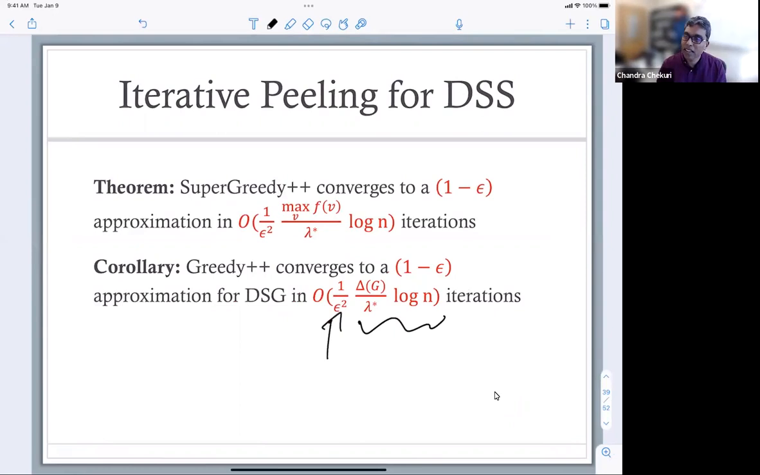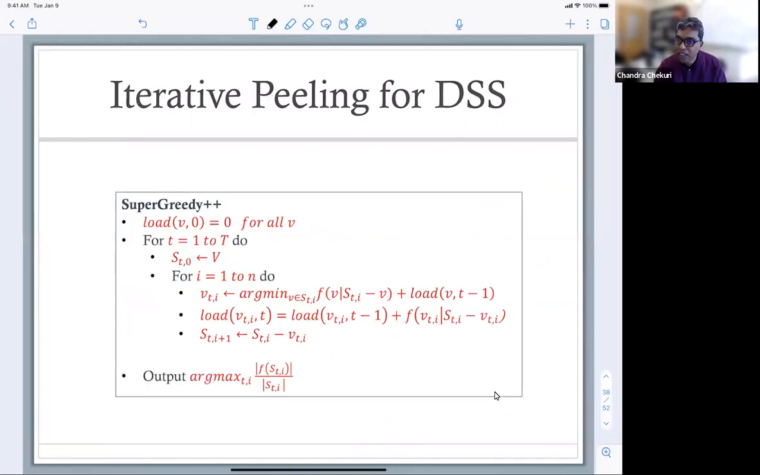In fact, what we did was we proved it not just for the graph case, but for any supermodular function, a variation of this Peeling algorithm will converge. So it's not really only about graphs, but for any supermodular function, you can generalize this Peeling algorithm in the most natural way, and it converges.